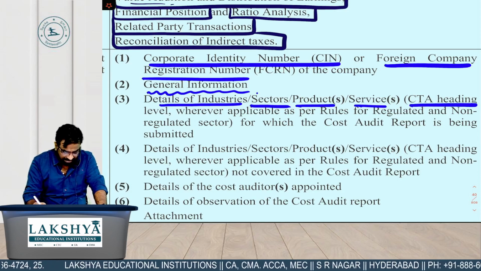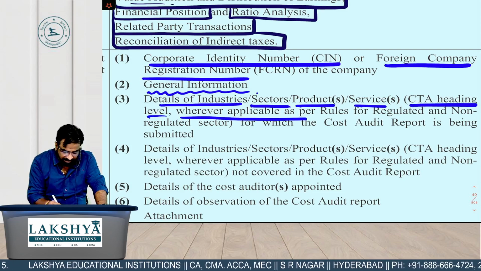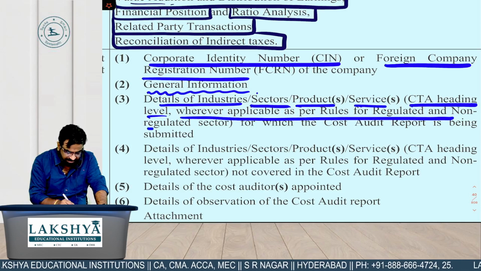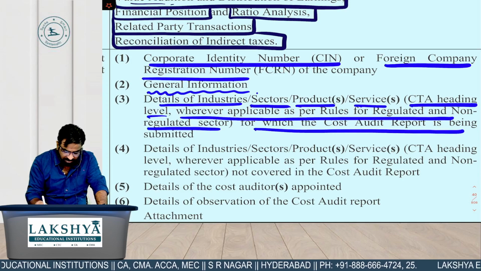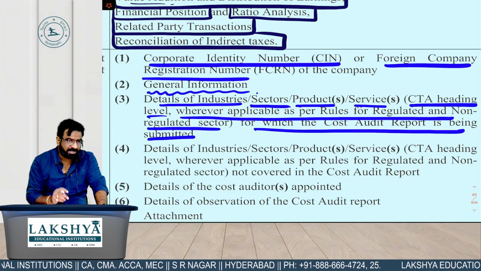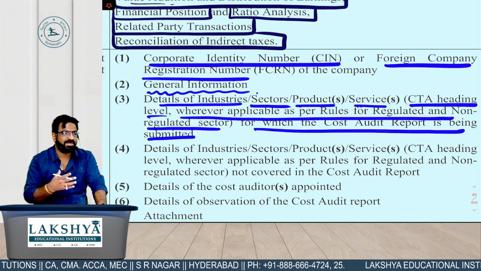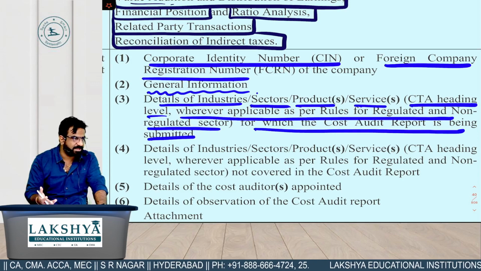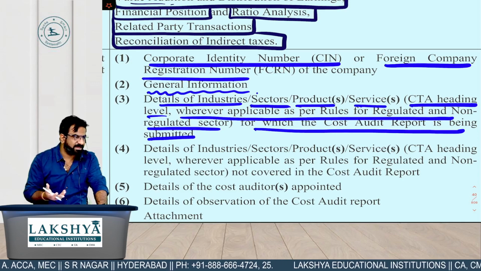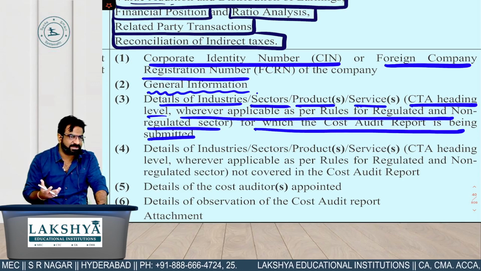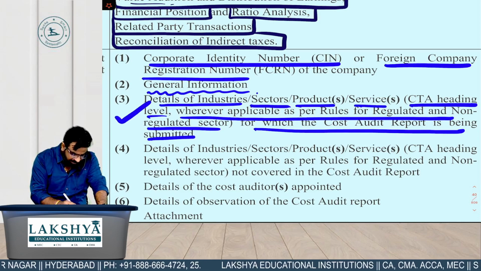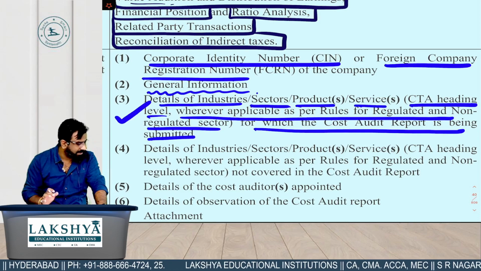Custom Tariffs Act, heading, level, wherever applicable as per the rules for regulated as well as non-regulated sector for which the cost audit report is being submitted. मतलब किस industry की है? Whether it is rubber and steel industry or coal industry, or is it for medical equipment industry or aero turbojets industry? So we are mentioning the industry sector here in the point number 3.